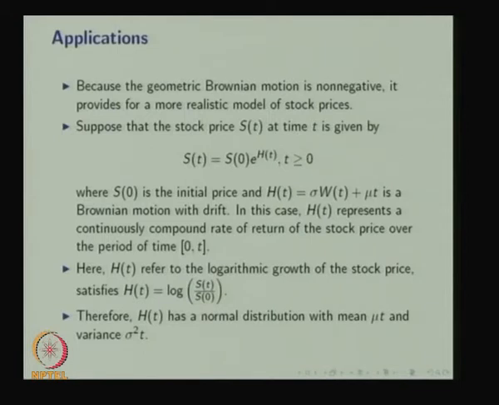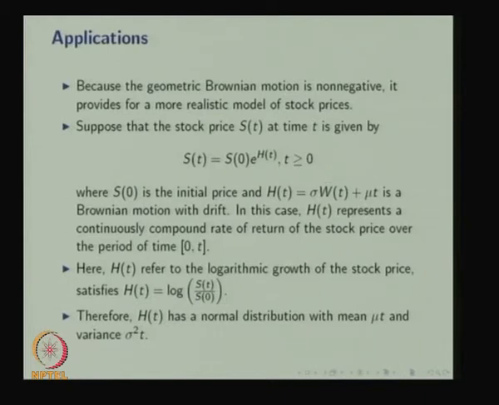Since S of t is equal to S of 0 e power H t and H t is sigma times W t plus mu t, you know that W t is normally distributed with mean 0 and variance t, the standard Brownian motion. Therefore H t is also a normally distributed random variable for fixed t. You can find the mean of H t. The mean of W t is 0, therefore the mean of H t is mu t, and if you find the variance, the variance will be sigma squared, and the variance of W t is t, therefore the variance of H t is sigma squared t.